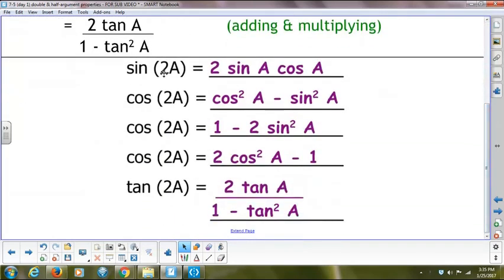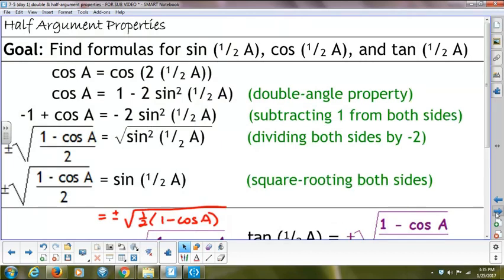So there are all of our double argument properties. You guys will use these a lot, so definitely put them to memory soon. And now we're going to talk about the half angle properties. These ones you don't use quite as often, but you do use them.